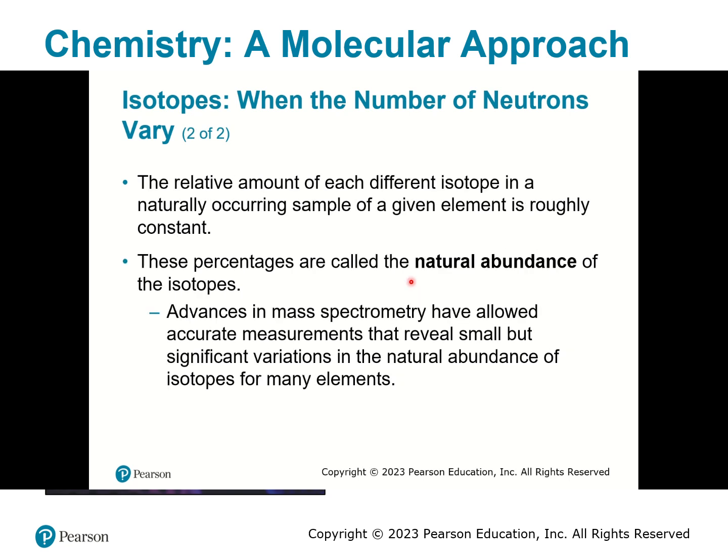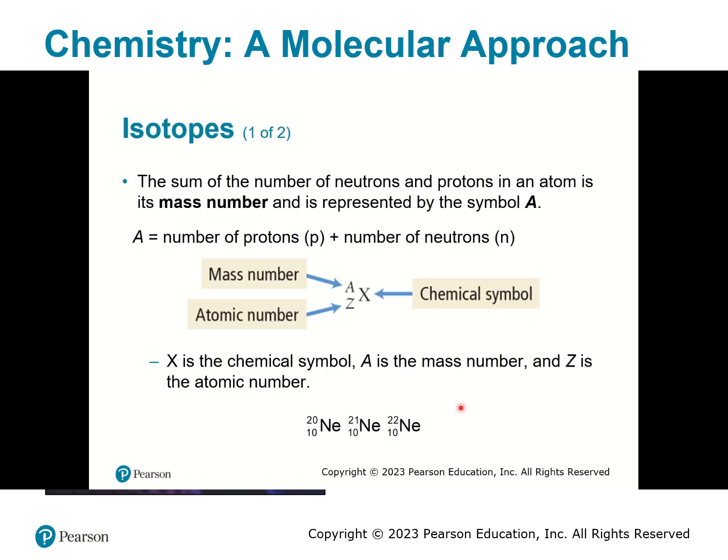This we call isotopes. So the relative amount of each different isotope in a naturally occurring sample of a given element is constant. This percentage is called the natural abundance of the isotope. So when you talk about an element, like here, we have neon-20, neon-21, neon-22. That is the mass number, and that is important to know for how you represent it.